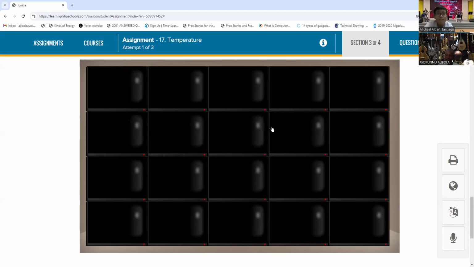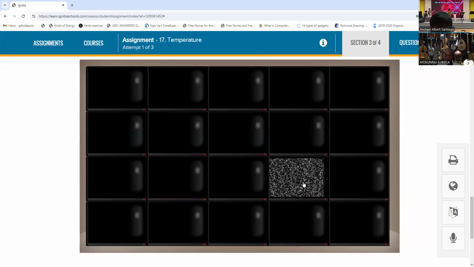This one is 59 Fahrenheit. So 59 Fahrenheit, let's convert it to Celsius and see. 59 minus 32 gives us 27, then times 0.5556. That gives us 15 degrees. So we have not seen 15 so far. Let's check the one under it.